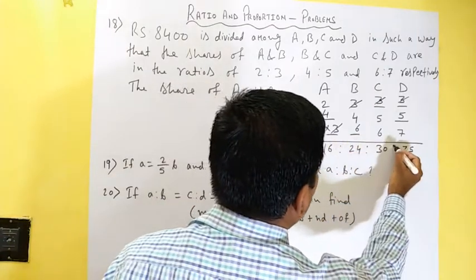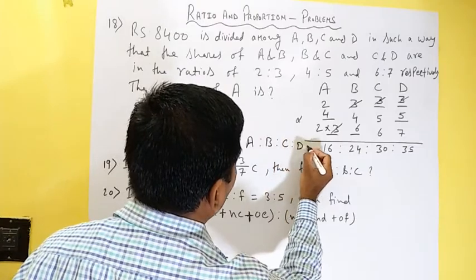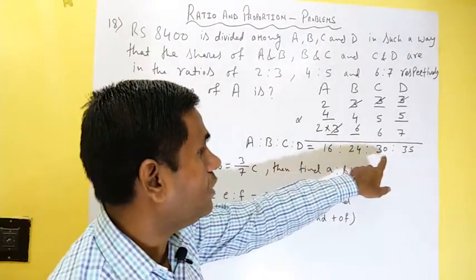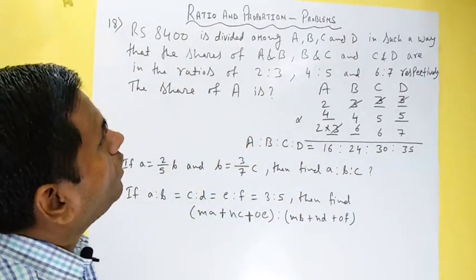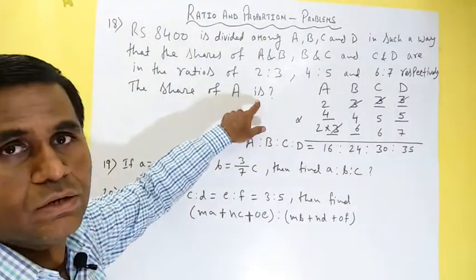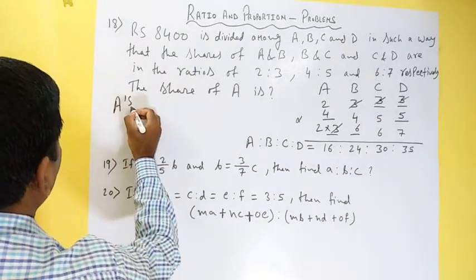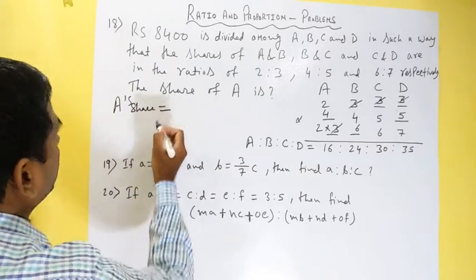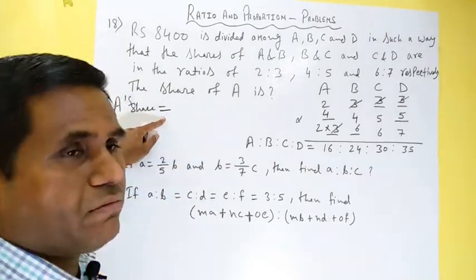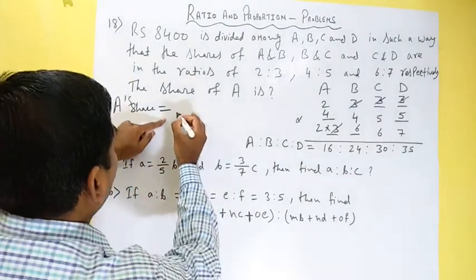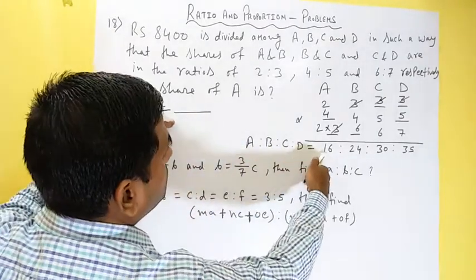This gives us the ratio of A is to B is to C is to D: 16, 24, 30 and 35 combined ratio. Now the question says we have to find the share of A. We know how to find the share of A; this also we have done in the previous questions. We will write the ratio of A. Ratio of A is 16 here.